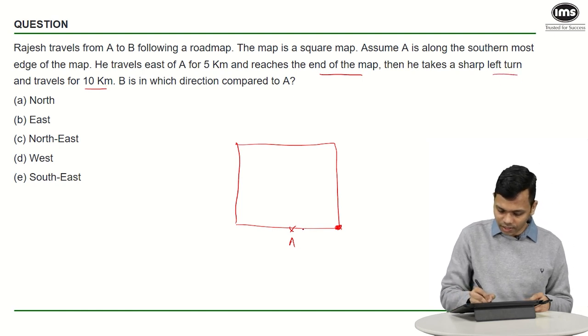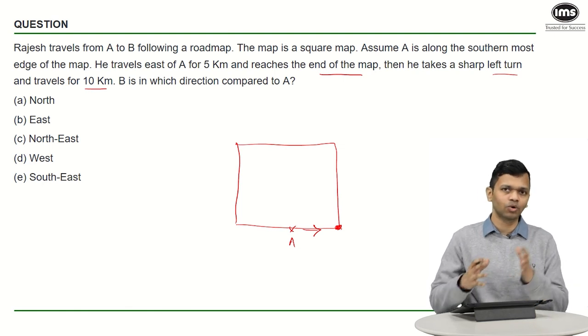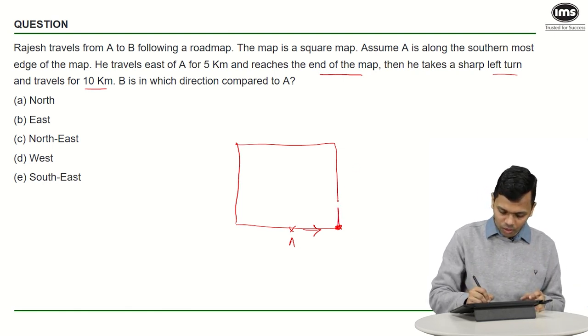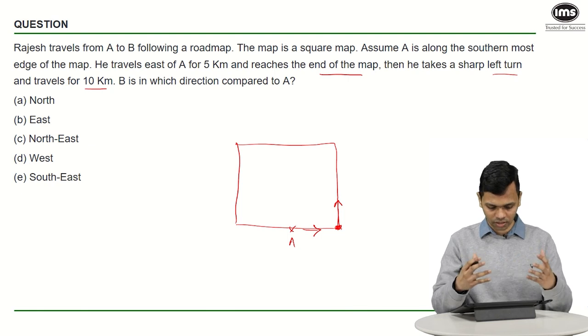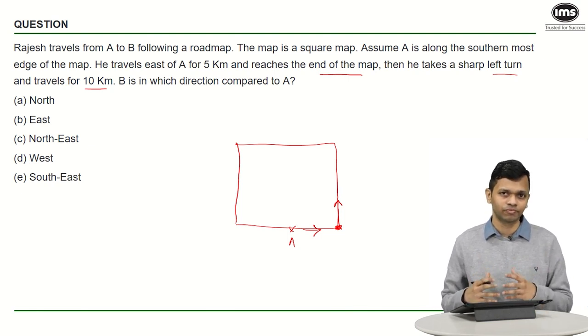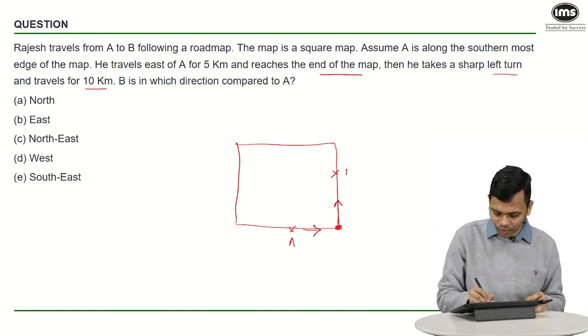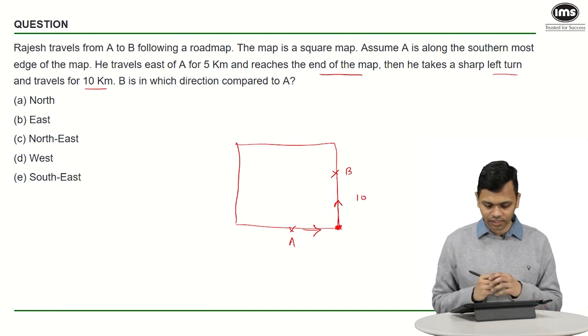Now since he is going in this direction, when he takes a left turn, he is still traveling on the map. He is going to go up towards the north direction and that is going to be 10 kilometers. Again, we don't know whether he is going to end at the corner of this particular map. So let's say somewhere here is point B and that distance is 10.